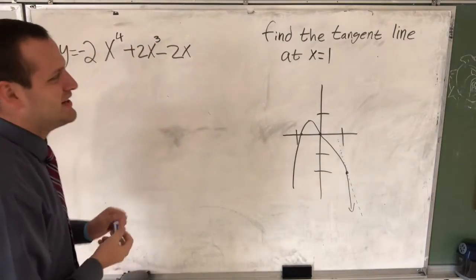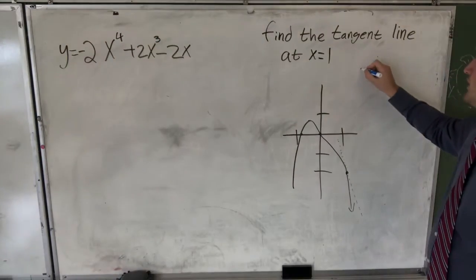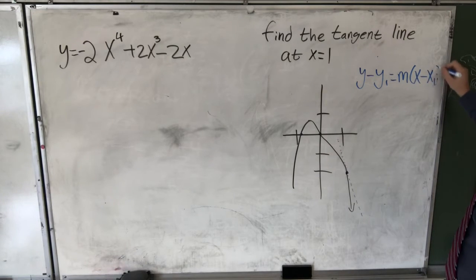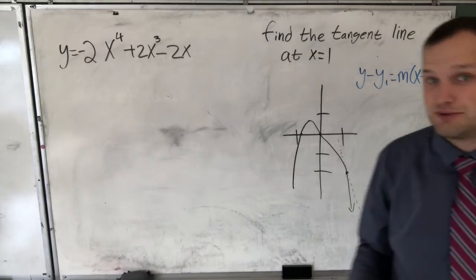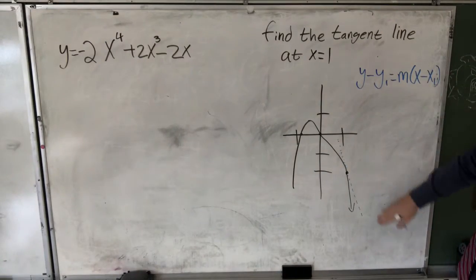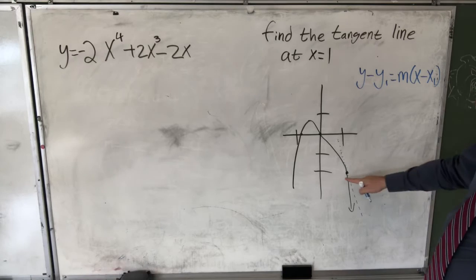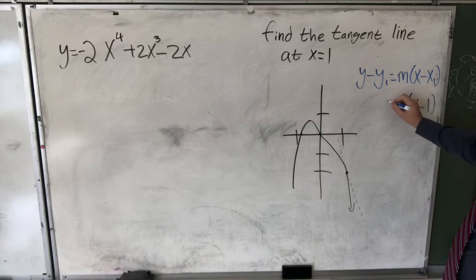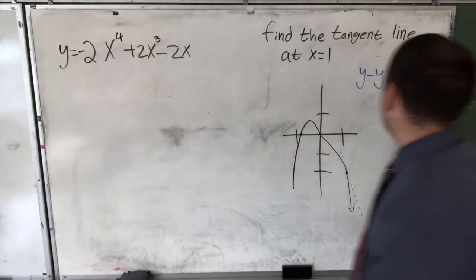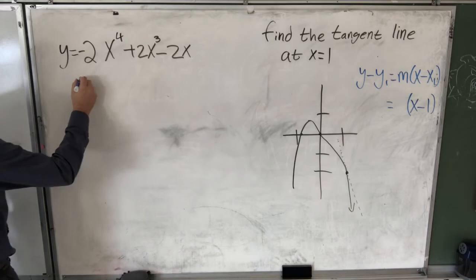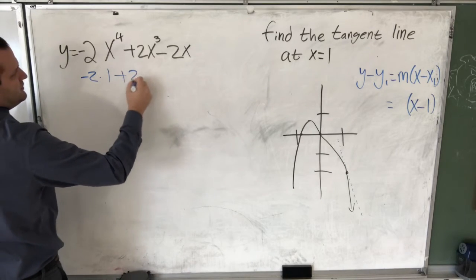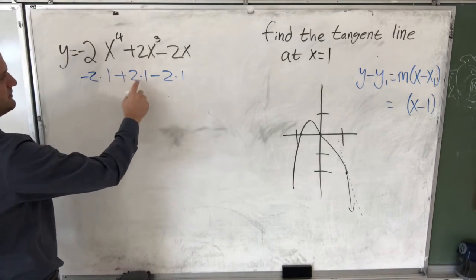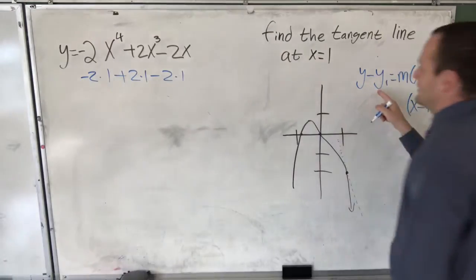Let's go over how to do this. So the equation that we're going to use is y minus y1 equals m times x minus x1, okay? m is my gradient or my slope. So we take our line, we know all these cool things. We know that this is the x value 1, so we've got x minus 1. However, we are not 100% sure what the y value is. So I'm going to take that 1, I'm going to plug it in here. So negative 2 times 1 plus 2 times 1 minus 2 times 1. Well, negative 2 plus 2 is nothing. Minus 2, that gives me a y value of negative 2.